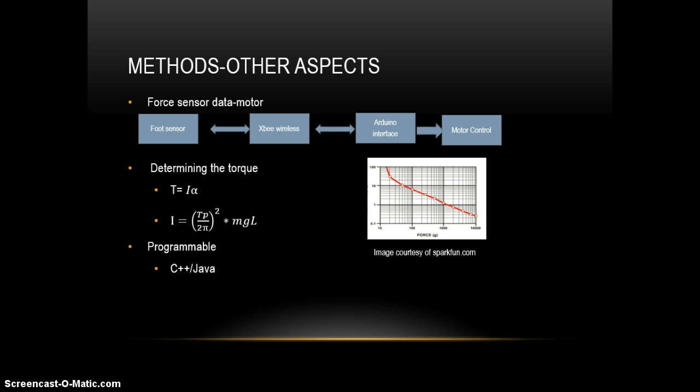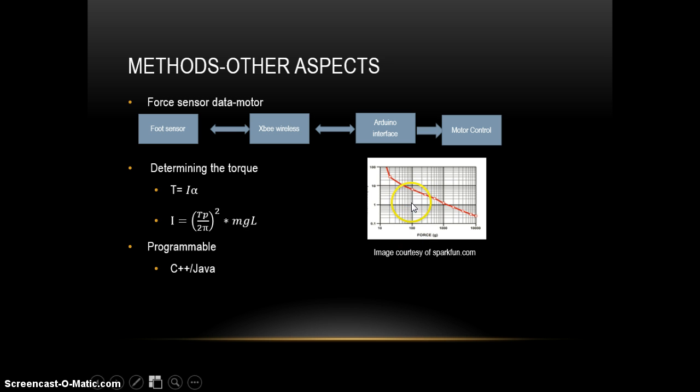Now, I'm not going to walk through the entire math, but what I calculated is that from the force data we can translate into a torque, and then from the torque, using this formula right here, we can translate it into a period of motion that is required for the prosthetic, and then that can be programmed into an Arduino C++/Java language that is readily available.